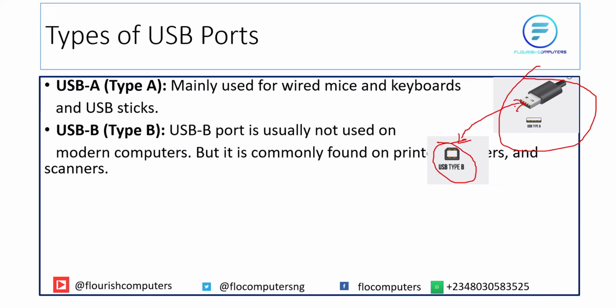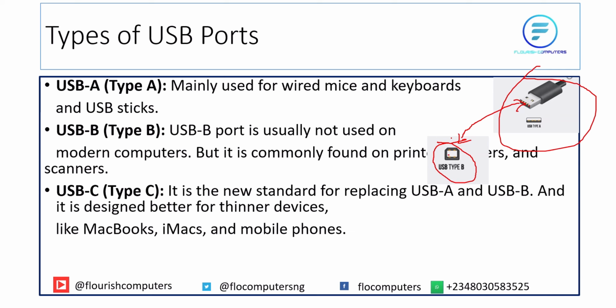The USB cable has two ends. One will be type B, the other will be type A, because the port on the laptop and desktop is type A, and the port at the back of the printer is type B. That's how you get your printer connected to the laptop.